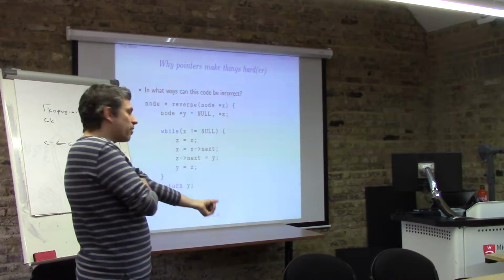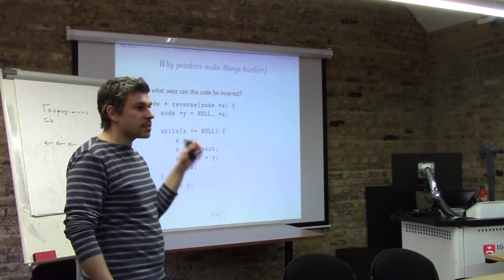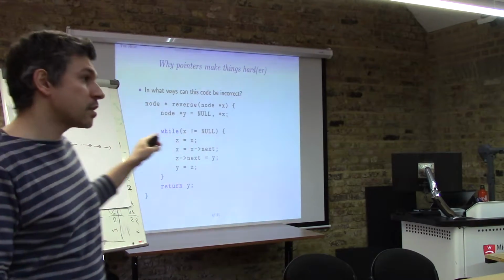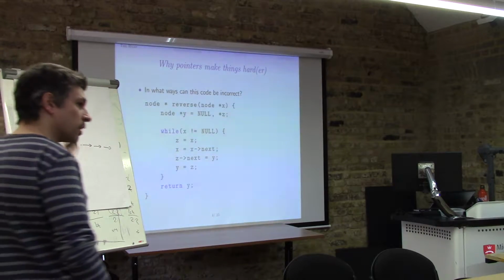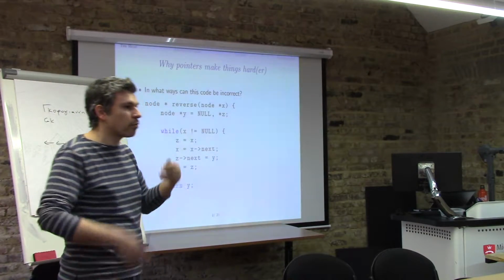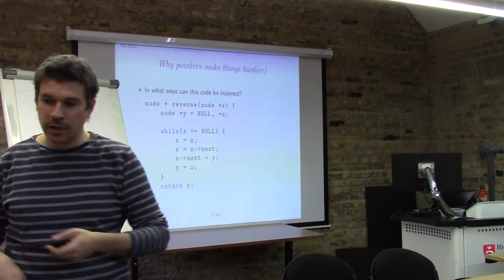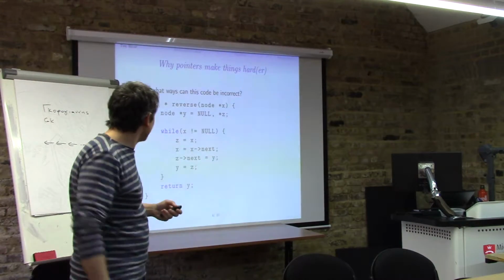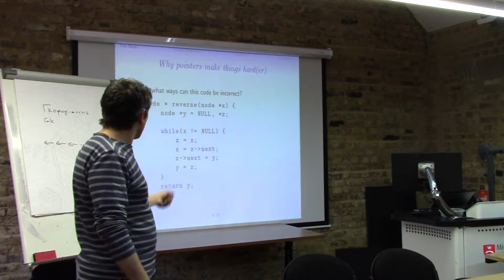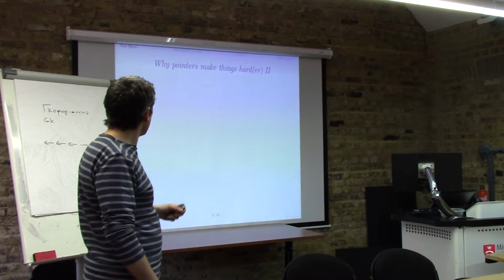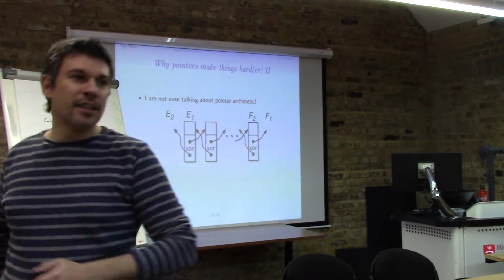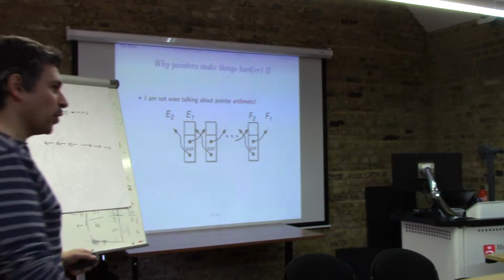So there are many different ways of this going wrong, and some of those are specific to programs with pointers and the languages that allow pointers, or object references, or whatever you want to call them. I don't want to go into garbage collection right now. I don't remember what's on this slide. Okay, yes, pointer arithmetic. I'm not even talking about pointer arithmetic.